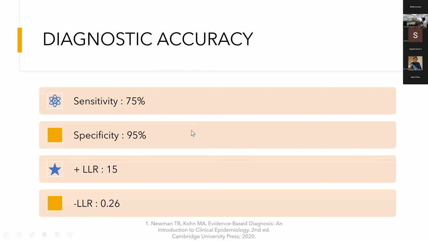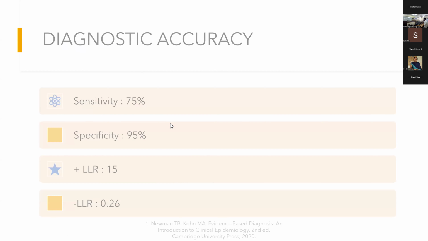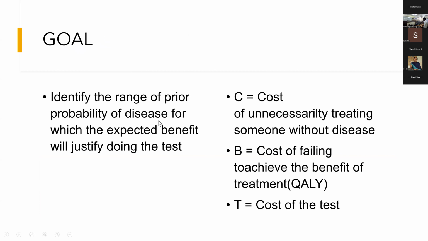So for this, I have just taken an example for rapid diagnostic test for influenza virus, which has a sensitivity of 75%, specificity of 95%. Using this, the positive LLR was 15 and negative LLR was 0.26. So this data alone is not adequate for us to decide on whether or not to test the patient. So our goal should be to identify the range of prior probability of disease for which the expected benefit of doing the test will outweigh the risks.